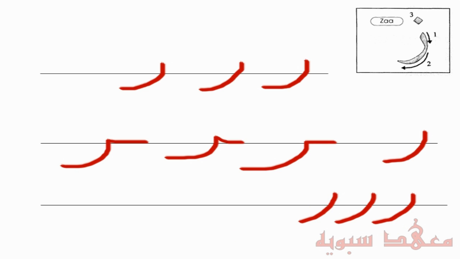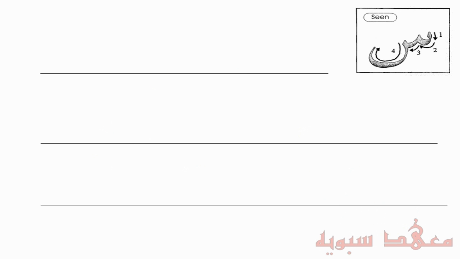Next letter is the zay. Zay is the same, except for the dot on top. Okay, next letter, the sin. So the sin is written as follows in the isolated form.